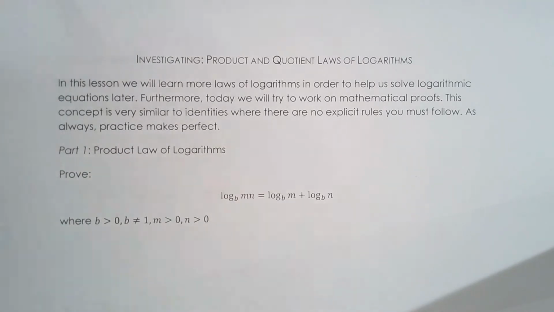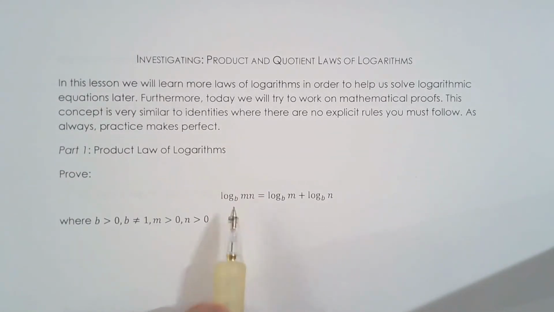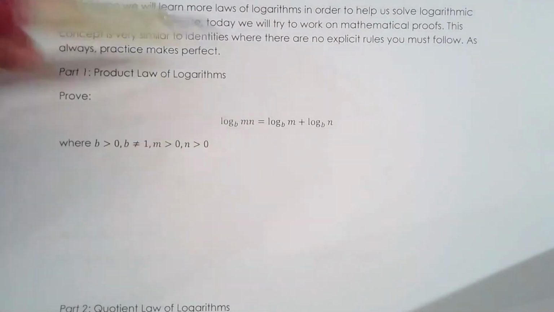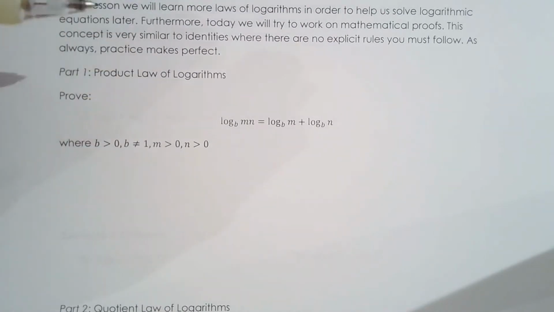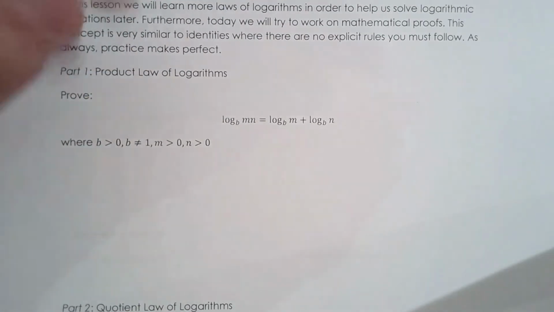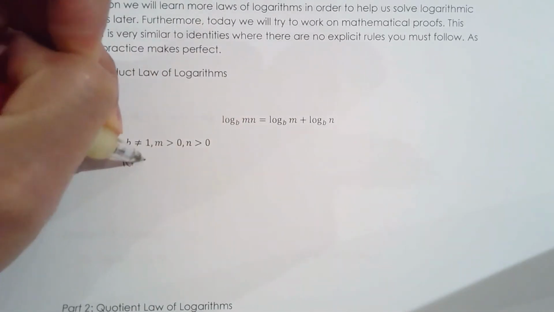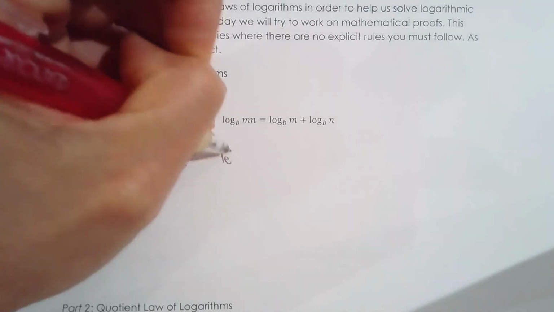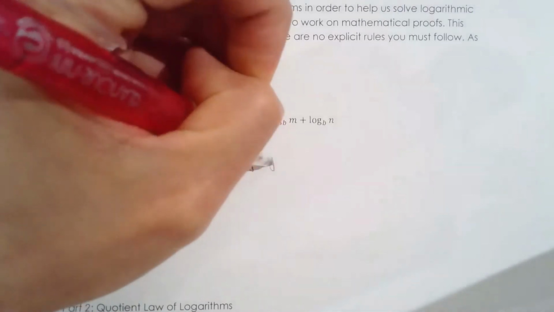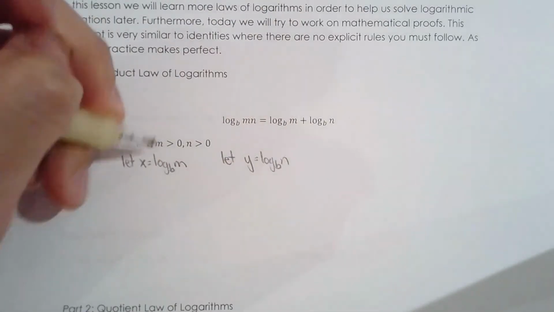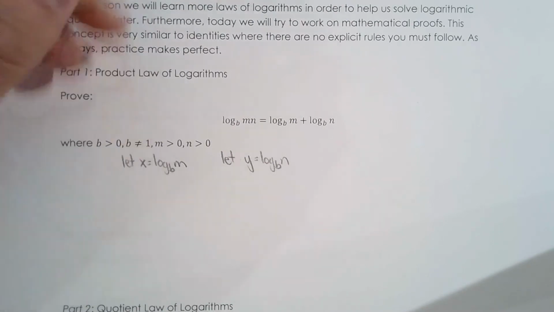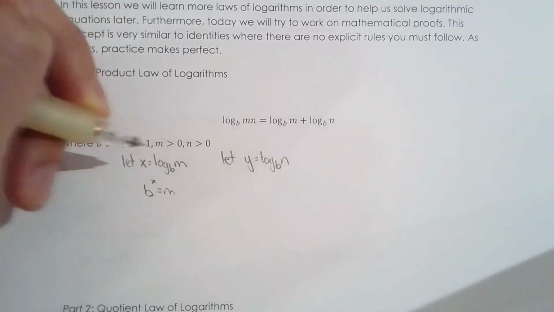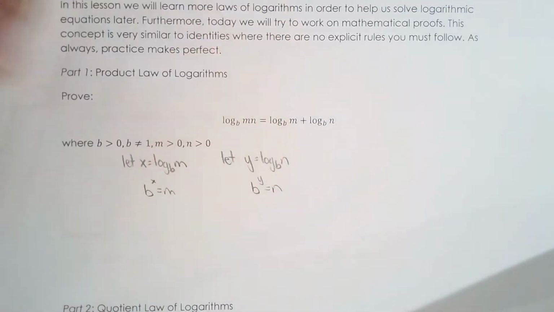But anyways, I will prove to you the product law of logarithms. So this is the product law of logarithms. I'm going to try to prove it. If this was in a classroom setting, I'd just give you 10 minutes or 20 minutes and let you try to prove it yourself. Okay, so I'm going to let x equal log base b of m and let y equal log base b of n. So this is in logarithmic form. I'm going to write it in exponential form. So b to the x is equal to m, and b to the y is equal to n.